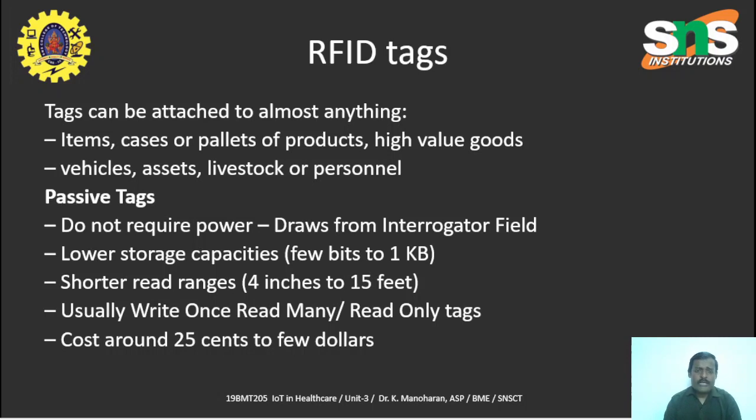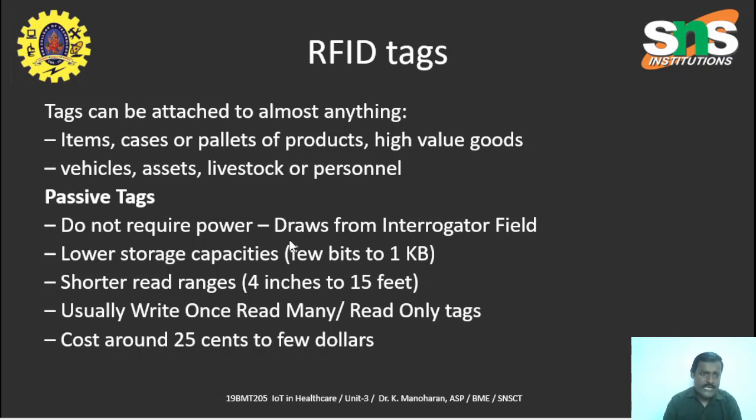Look at these RFID tags. They can be attached to almost everything: items, cases, plates, products, a high volume of goods, vehicles, assets, livestock, or personnel. We can attach these tags to everything, and it is very easy to attach RFID tags. We have two types of RFID tags: one is passive tags and the other one is active tags.